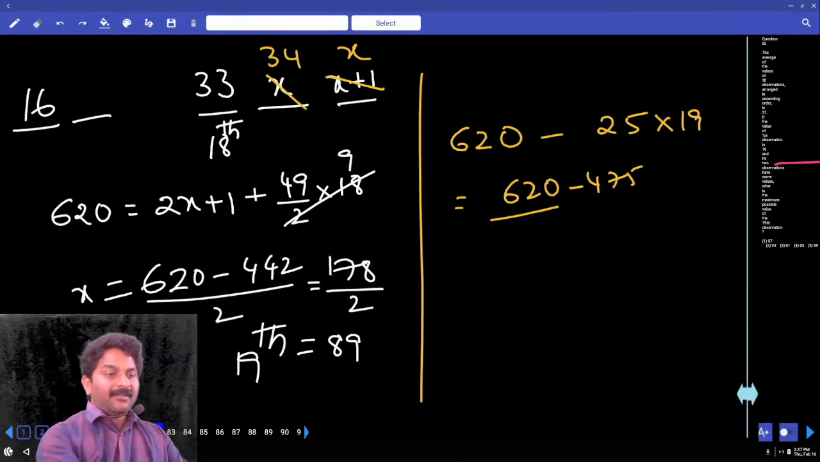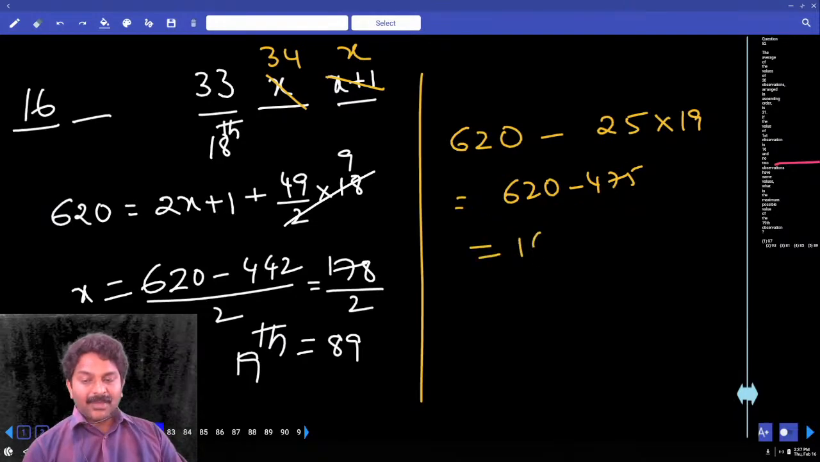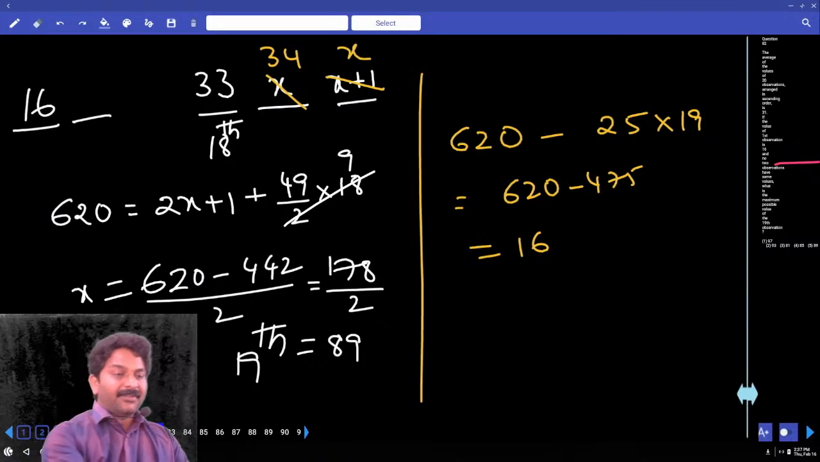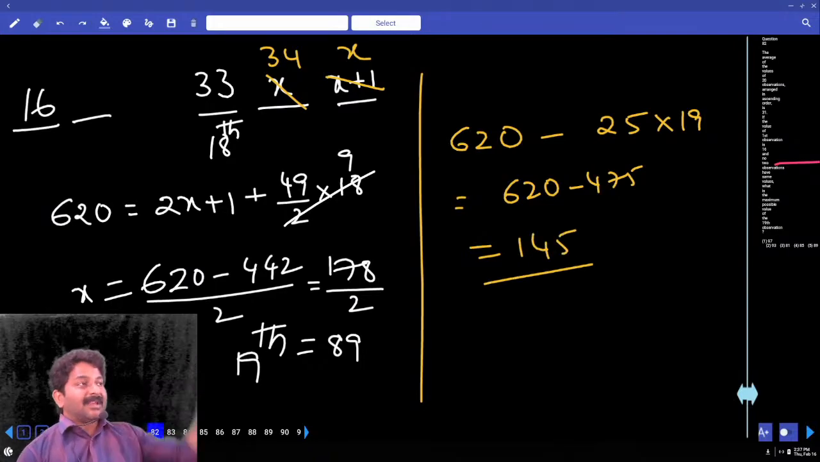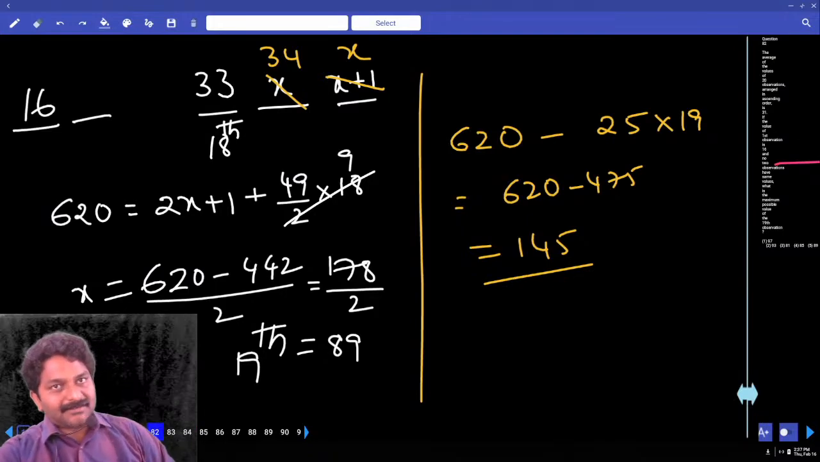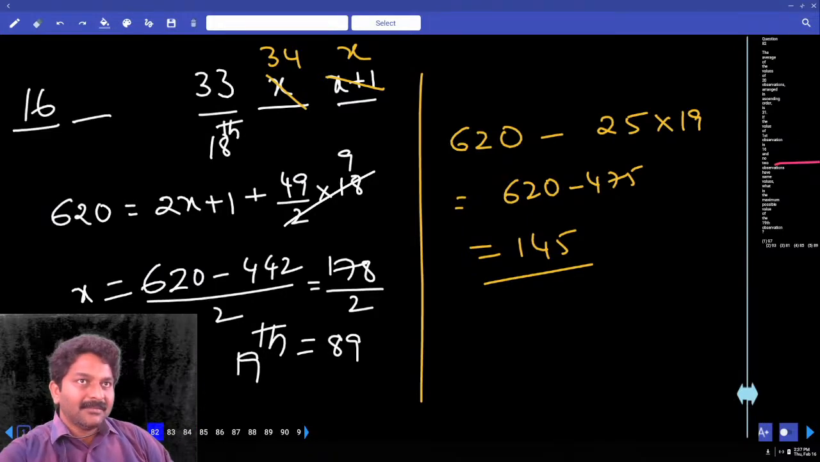120, 25. 145. That is the largest possible value for 20th number. ఓకేనా? అర్థమైందా?